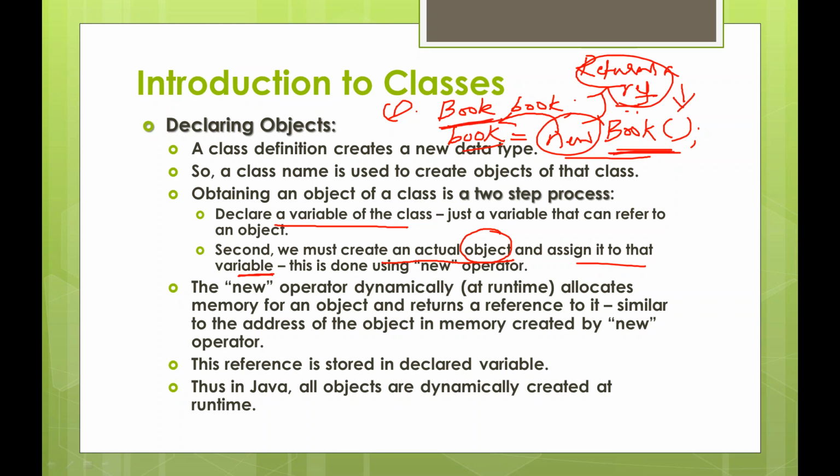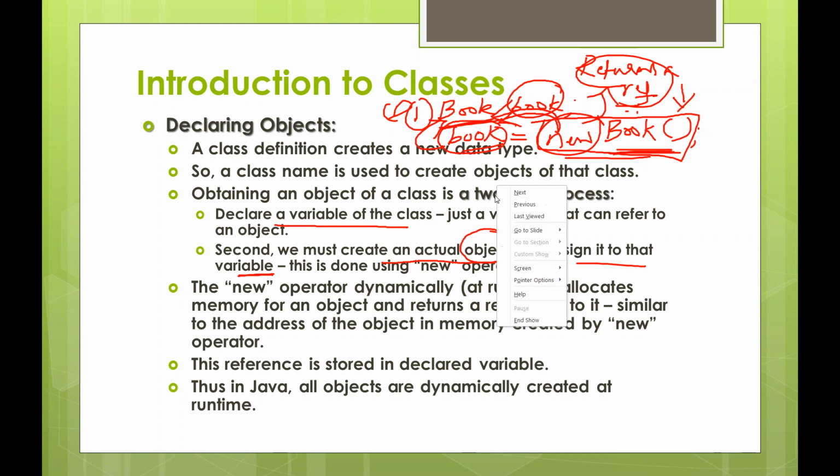So in the first step, what did we do? We created a variable. In the second step, we created an object of that particular class, and then assigned the reference to that object to a variable of the same type, that is book. Did everyone understand this two-step process of creating an object?